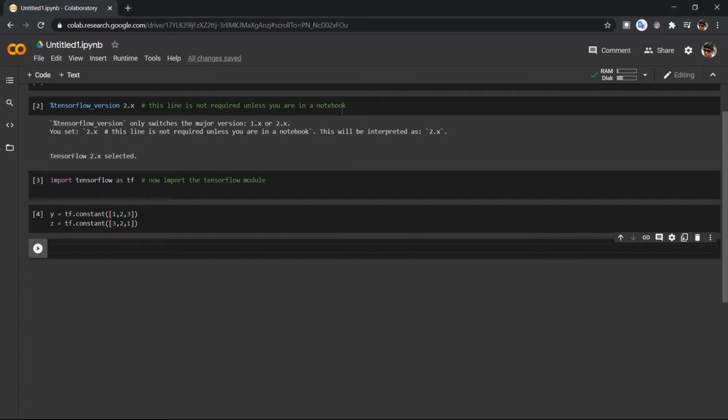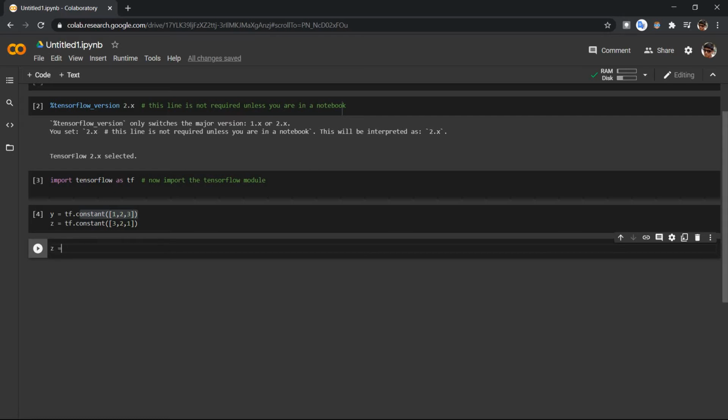Hey guys, today we are going to see how to multiply and divide two tensors. So we have here two constants which are vectors, and now let's multiply them. So it's just a simple operation.